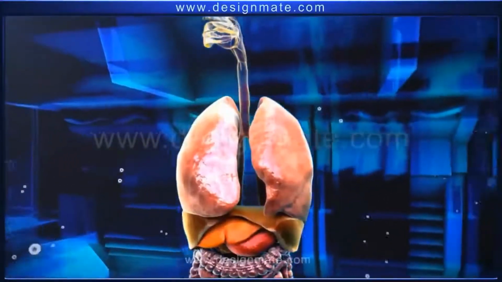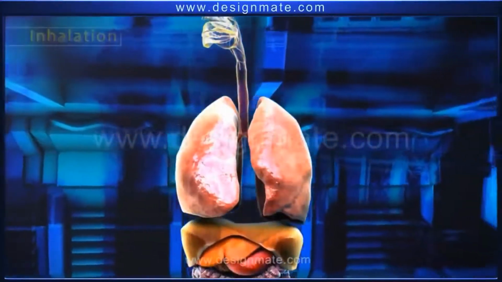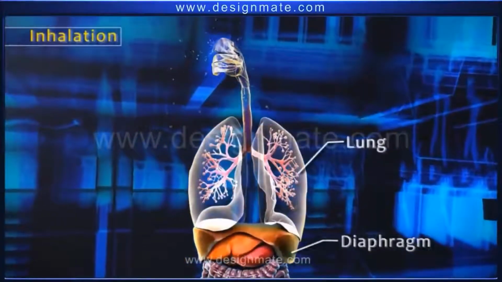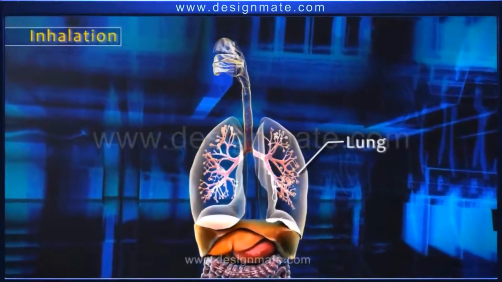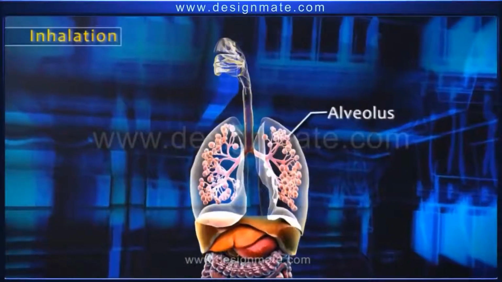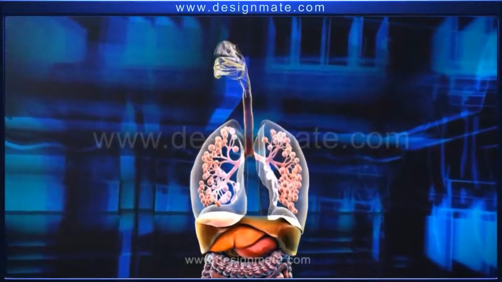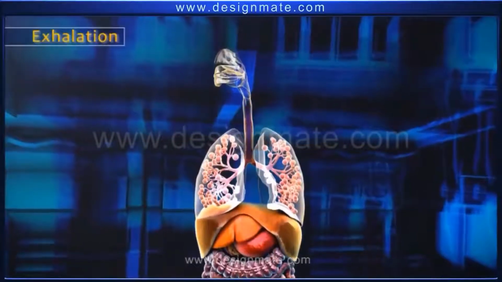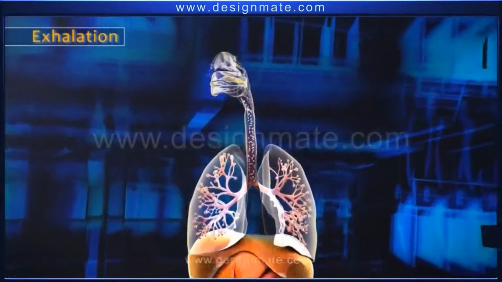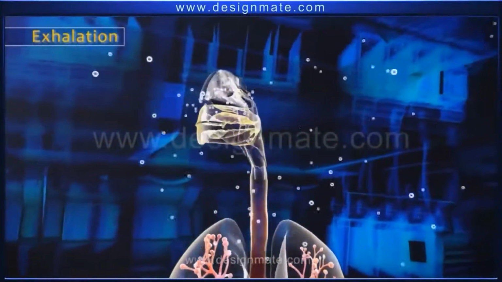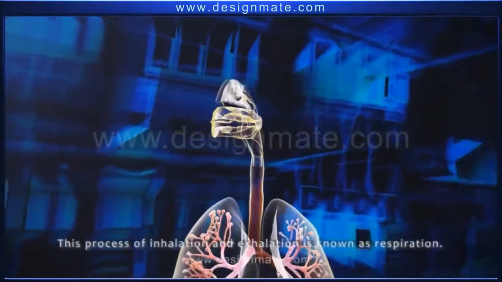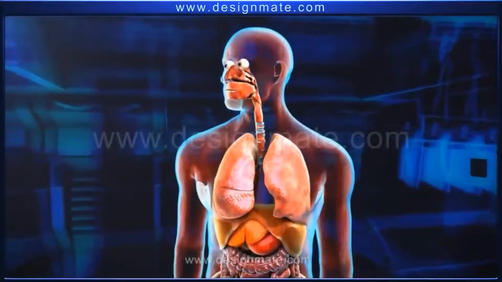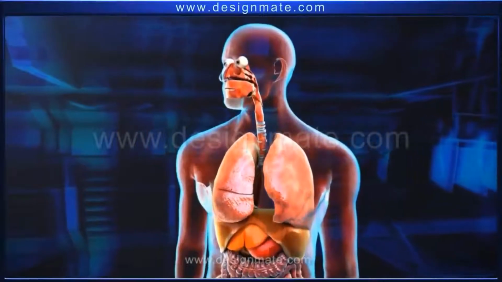So the process of breathing in air rich in oxygen is called inhalation. After the contraction of the muscular diaphragm, the lungs expand and the air rushes in, resulting in the inflation of the alveoli. During exhalation, the diaphragm moves up and the lungs contract. Thus, the alveoli deflate, causing the air to be forced out. This exhaled air is rich in carbon dioxide. This process of inhalation and exhalation is known as respiration, which is approximately 20 times per minute.